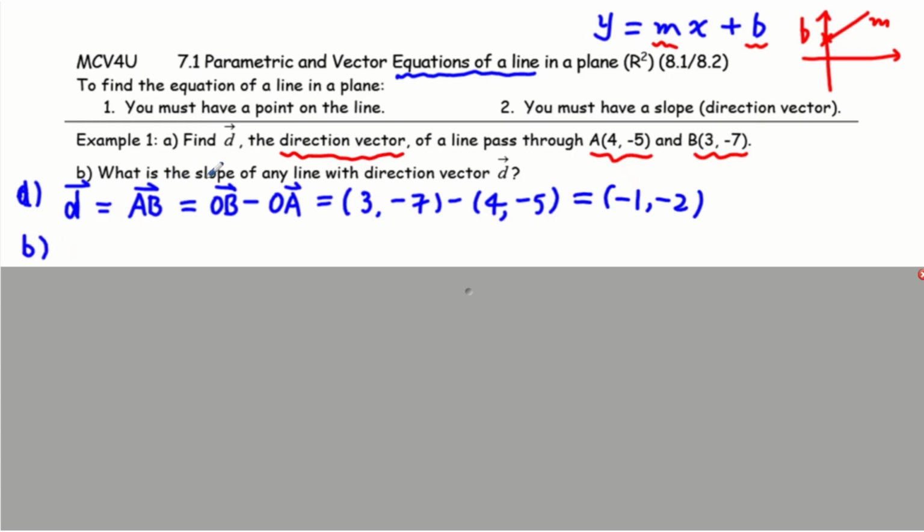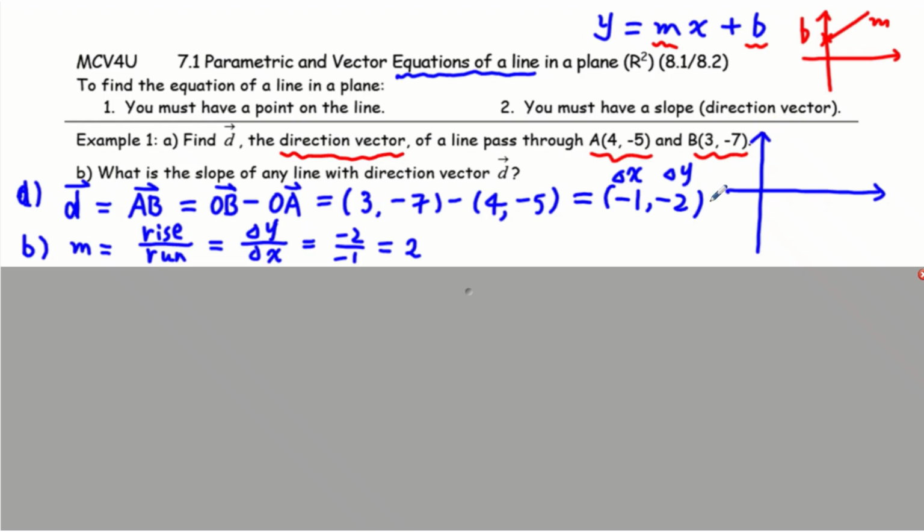And question B, what's the slope of any line with a direction vector d? So this one is kind of delta x, this is delta y, so the slope will be the rise over run. And the rise over run will be the difference of y divided by the difference of x. So it's just your direction vector's y divided by x. So the slope is 2. So this is how we connect a direction vector with a slope. And after that, we are going to see.